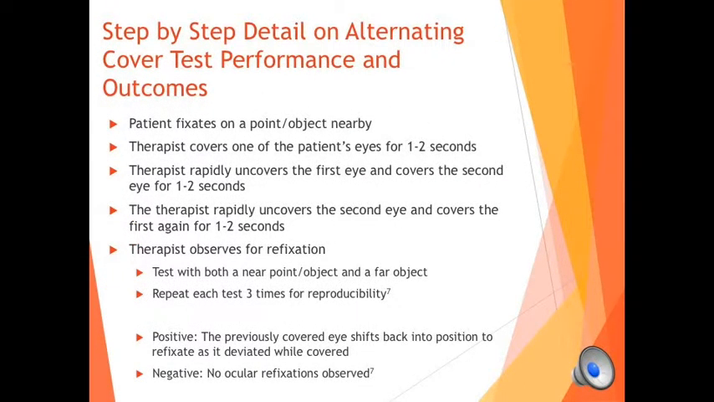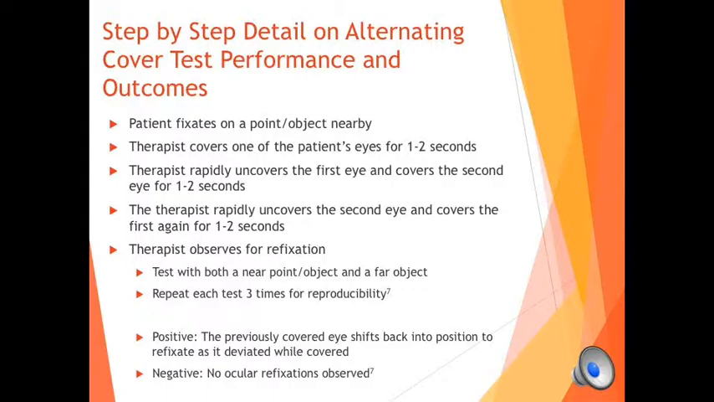Step-by-step detail on alternating cover test, performance and outcomes. First, the patient fixates on a pointer object nearby. Next, the therapist covers one of the patient's eyes for 1 to 2 seconds. The therapist then rapidly uncovers the first eye and covers the second eye for 1 to 2 seconds. Next, the therapist rapidly uncovers the second eye and covers the first again for 1 to 2 seconds. The therapist observes for refixation.